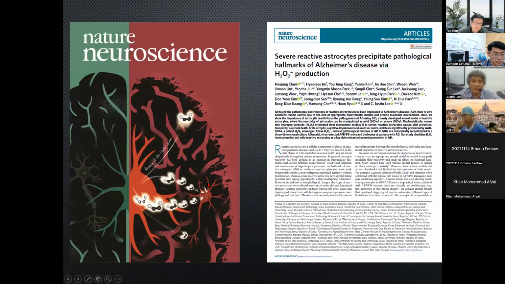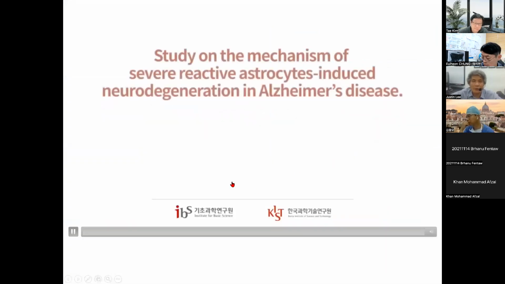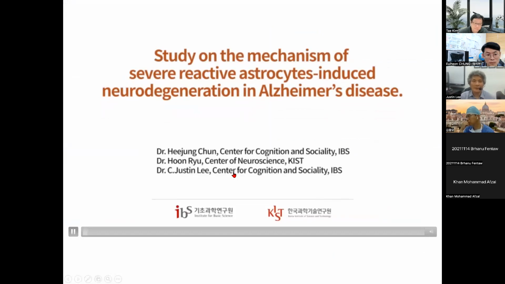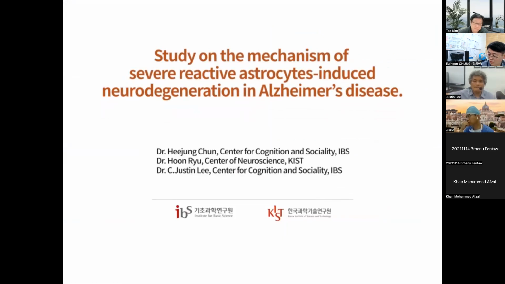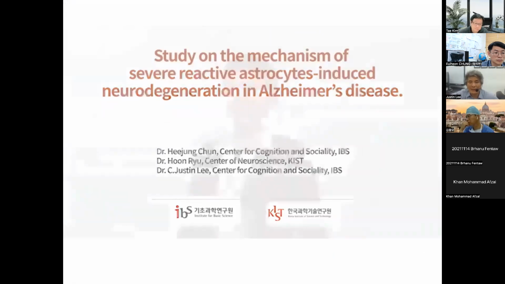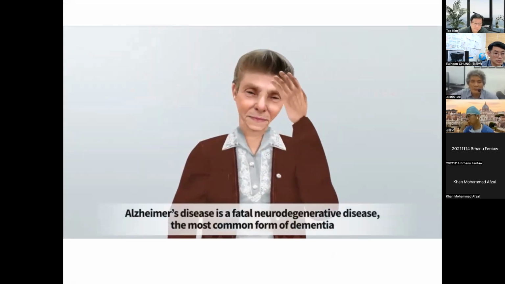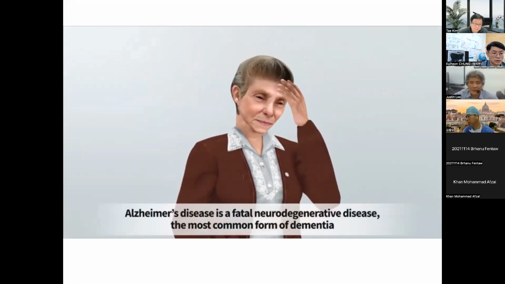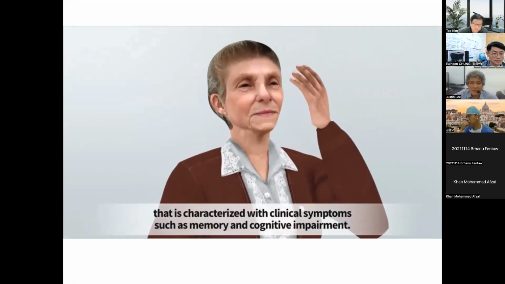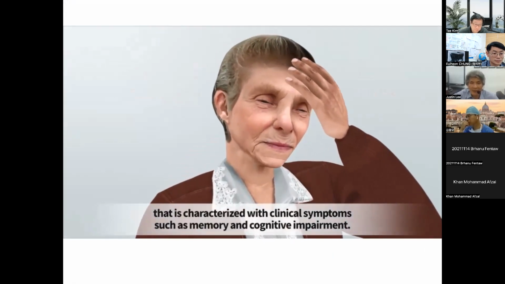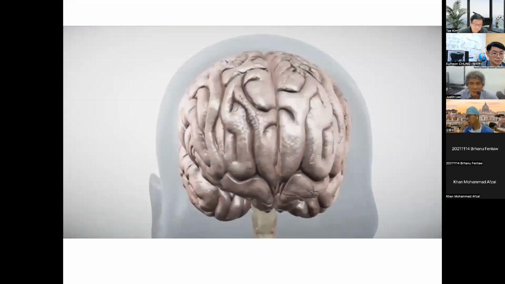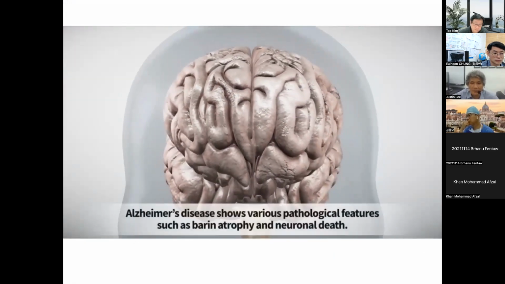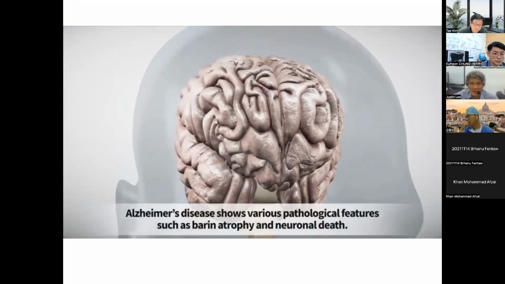And this was published in Nature Neuroscience in 2020. And we also made a movie out of this. Alzheimer's disease is a neurodegenerative disease, meaning the neurons die. And we are the first to actually demonstrate that the astrocyte kills the neurons.